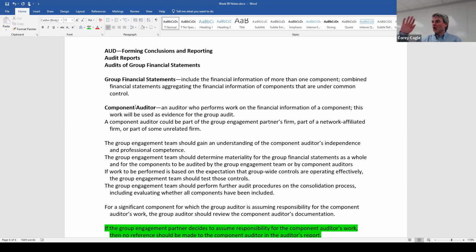So this is a component of the larger piece, right? It's a smaller piece of the big thing you're auditing. So we are the big group engagement team. What do we have to do when a smaller component's been audited by someone else? We need to do obvious things. We need to get an understanding about that auditor, particularly their independence and their competence. And then we need to look at the component itself to get an idea of how material that component is to the big picture.